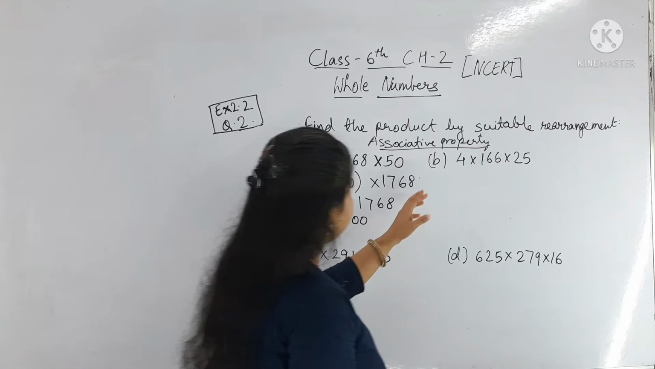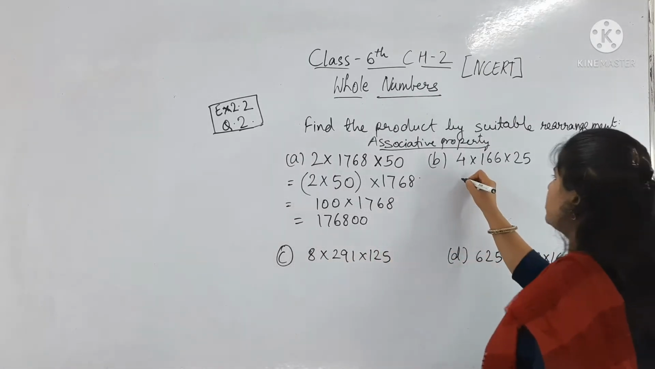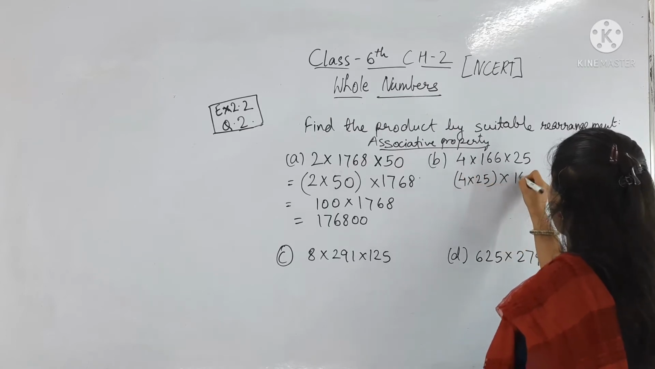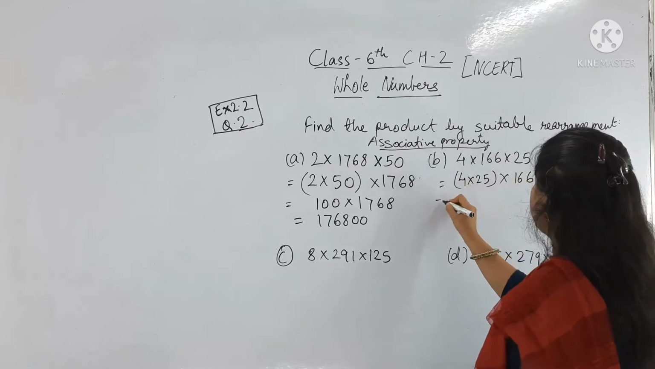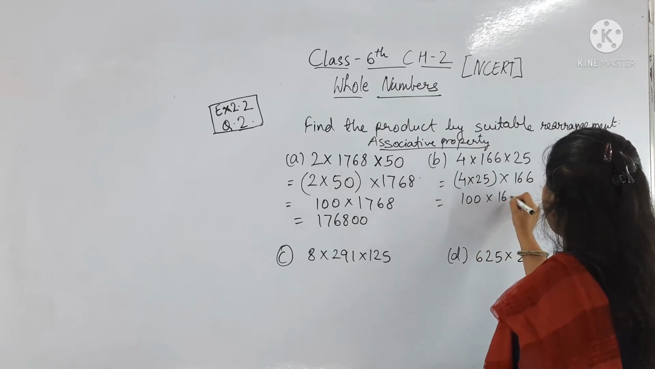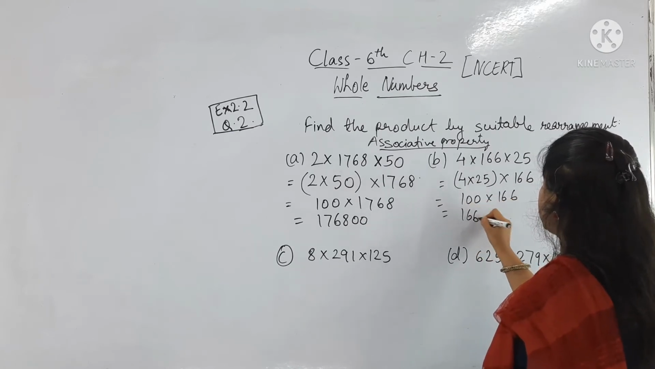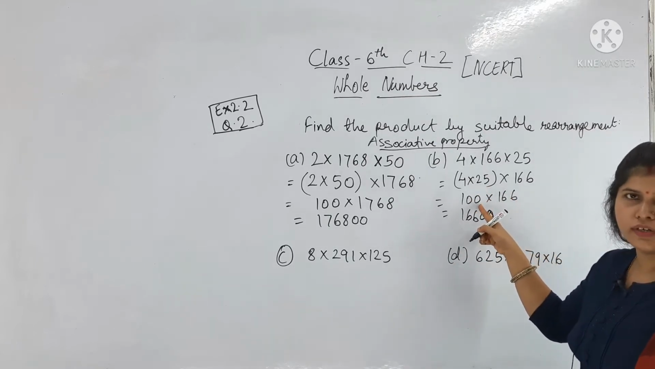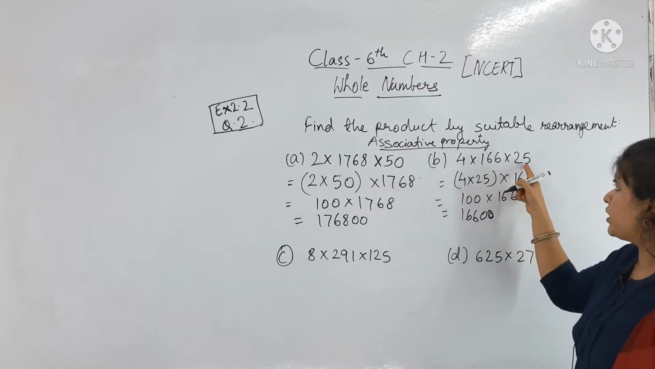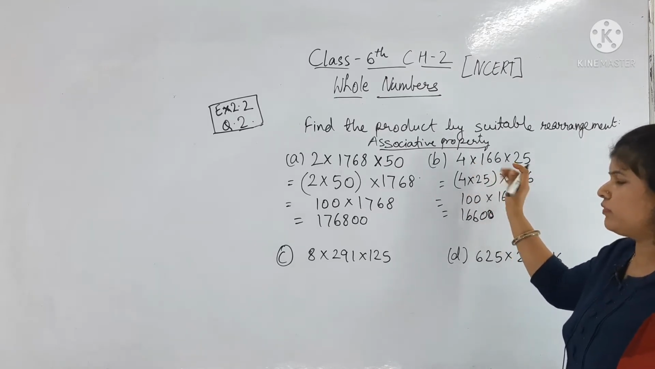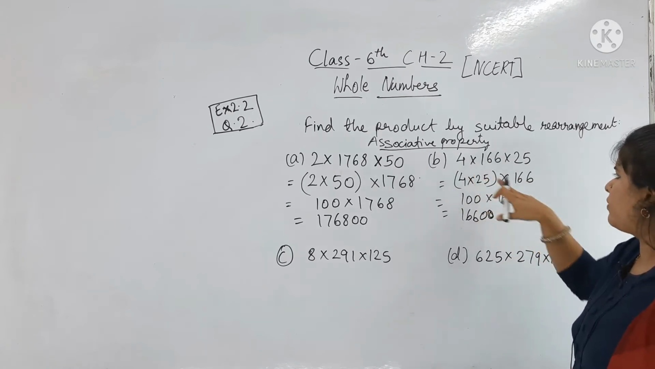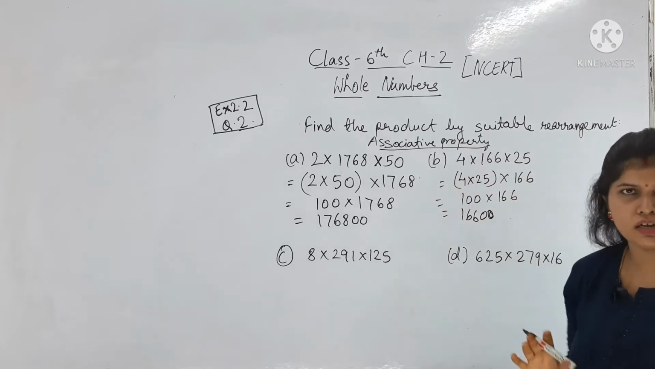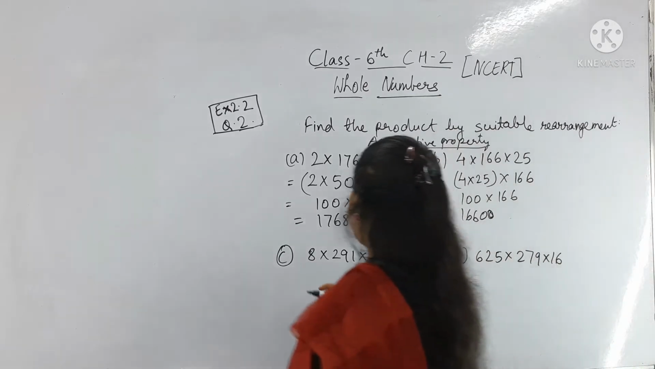It is so easy for the product of 3 numbers. Okay, the next is B. You can write 25 fours is 100. So 4 into 25 into 166. So 25 fours are 100 into 166, that is 16600. It is also easy. If you try 4 into 166 first, it will be a longer one. So I had tried to get 0 in the ones place, so according to that you have to rearrange the numbers.